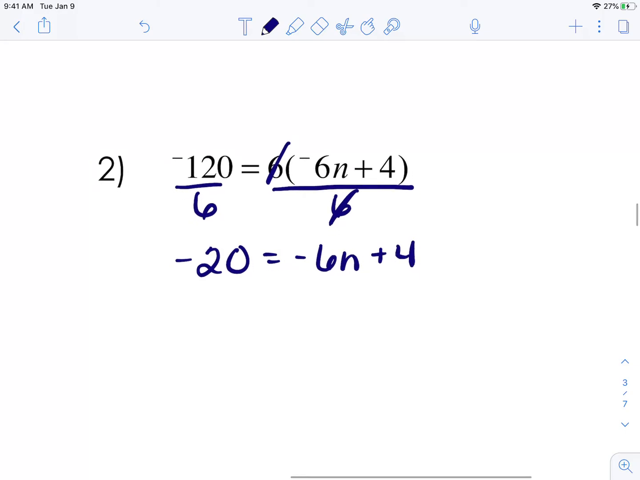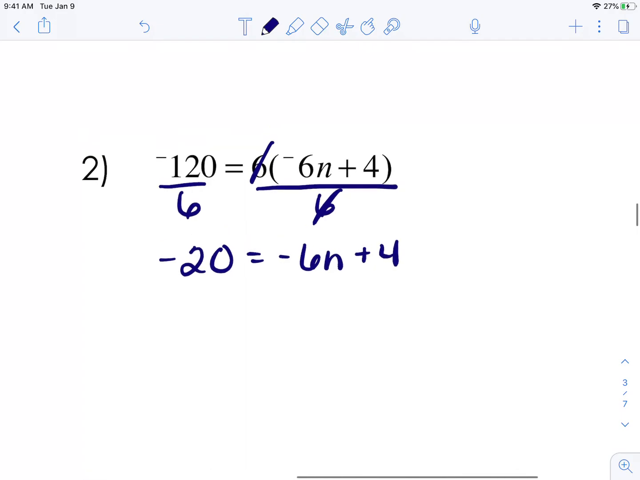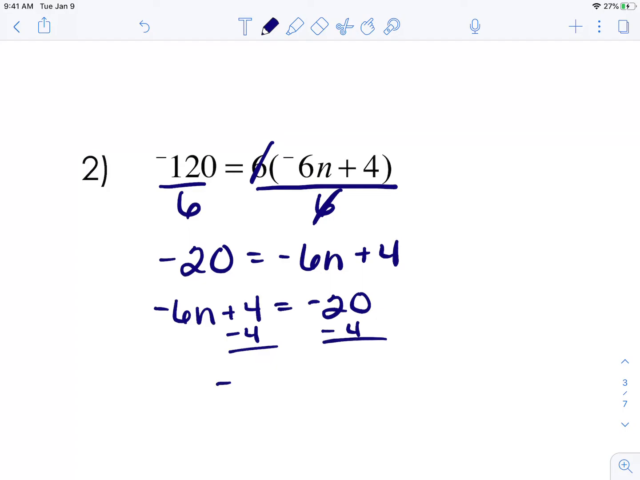Some of you might not like it being written this way, and if that's the case for you, you can always flip it around. Just make sure you keep everything intact. So if you want the variable on the left, you can just flip things like this. And then we will subtract away our constant. So we will be left with negative 6n is equal to negative 24. Then you'll divide by negative 6, and your answer is positive 4.